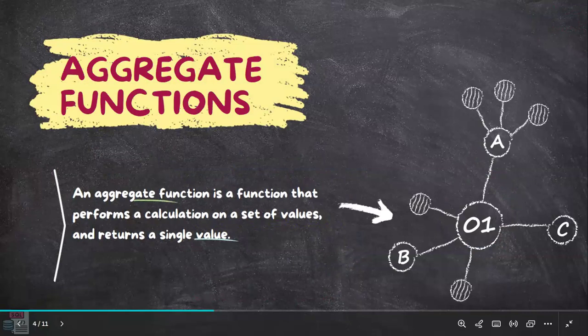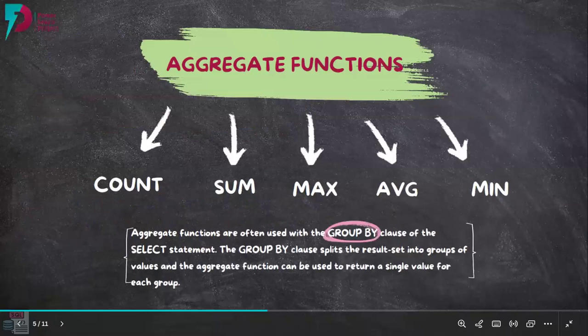Maybe you have 300, 400, and then you want to calculate all of this to return a single value. Maybe you just want to add 300 plus 200 plus 400 plus 100. You get a single value. That is what it means. So what are some of these aggregate functions? We have count, sum, min, max, and average.